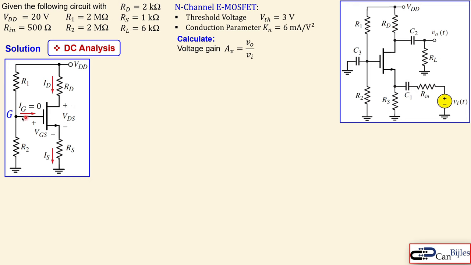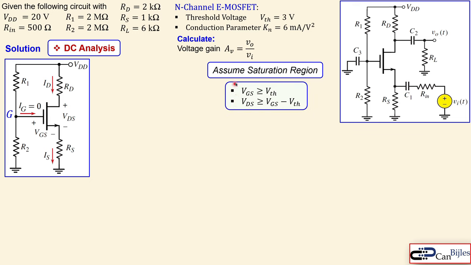And we also see everything is now in capital letters because we consider DC quantities. I designated here the node G, so we will use that later. But before we move on, we assume that the saturation region is valid. That means these two conditions must be satisfied. That means the VGS must be larger or equal to the threshold, that means larger than 3 volts. And the VDS, that is this voltage here, must be larger than the VGS minus the threshold. So that's also what we need to satisfy.